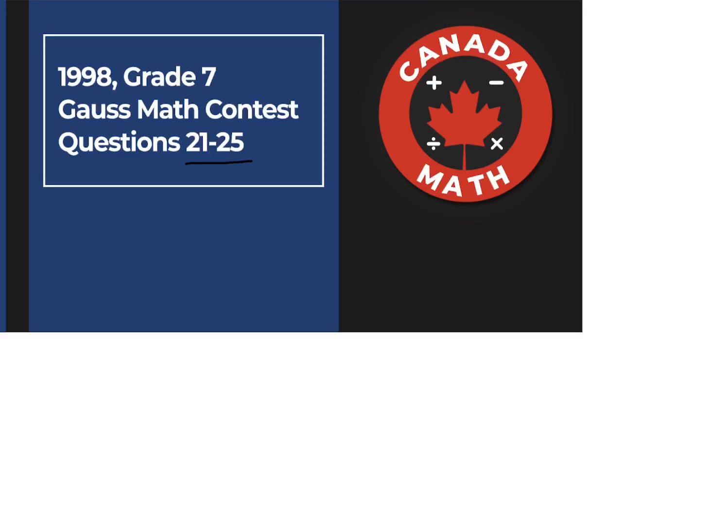Questions 21 through 25 of the 1998 Grade 7 Gauss Math Contest is what I will cover in this video. 10 points are equally spaced around a circle. How many different chords can be formed by joining any two of these points? A chord is a straight line joining 2 points on the circumference of a circle.